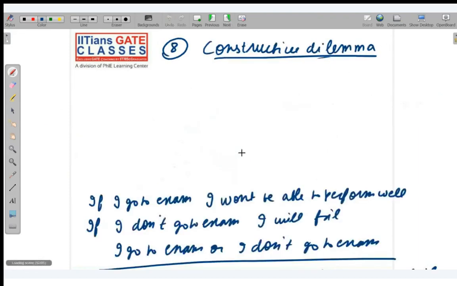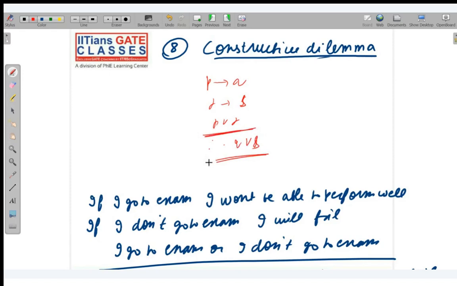Next is constructive dilemma. What is constructive dilemma saying? See this. P implies Q. R implies S. P or R. Therefore, Q or S. Okay, that is constructive dilemma.